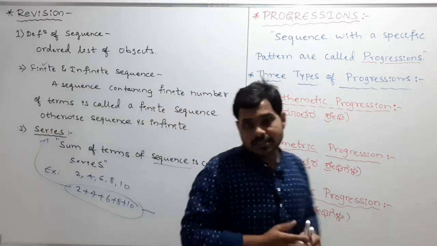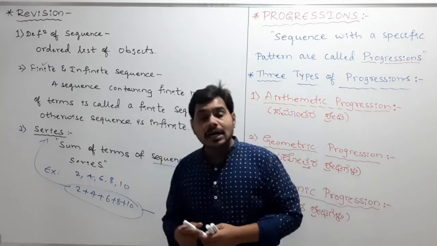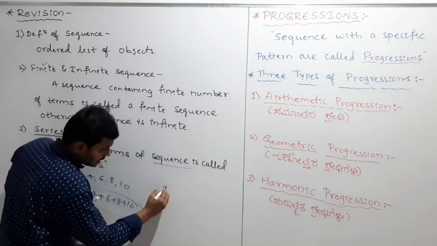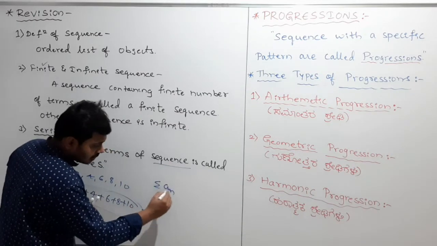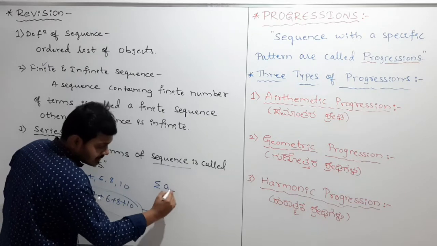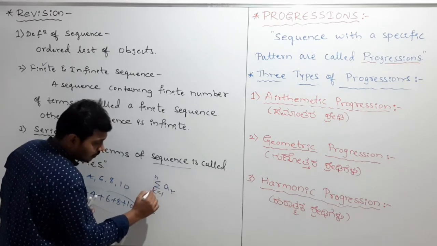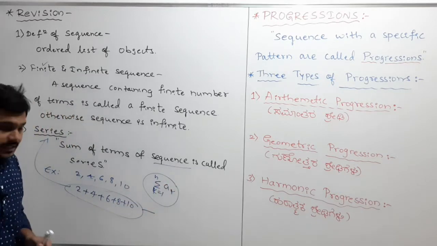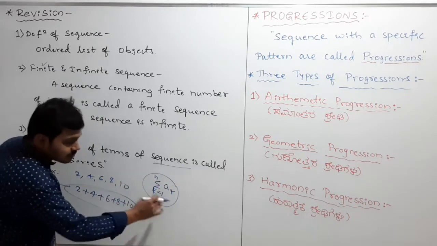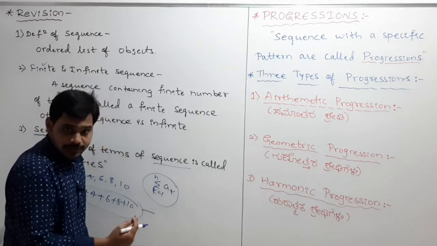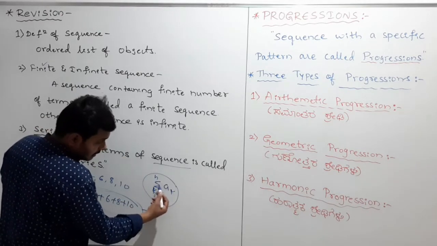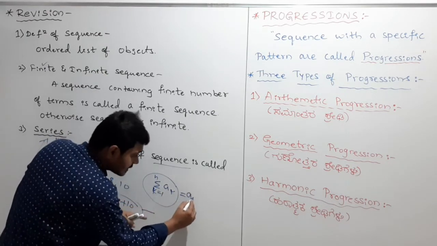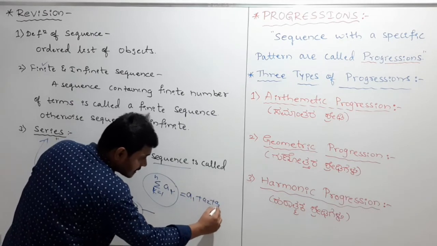Am I clear? Please remember this, series and sequence. I also told you that generally we denote the series as the summation of a subscript k, where k is running from 1 to n. Clear? This is the general notation, the compact form of the series. What does this mean, my dear students? The summation of a k, where k runs from 1 to n, indicates the sum a1 plus a2 plus a3 and so on.